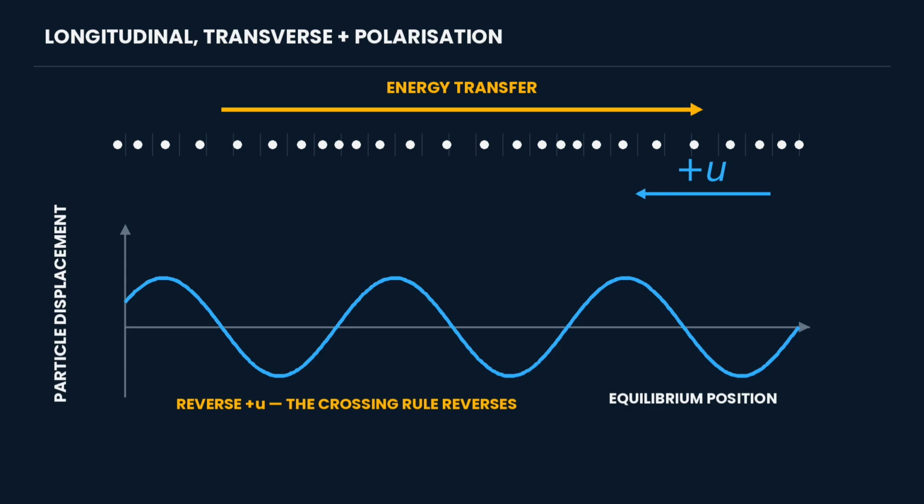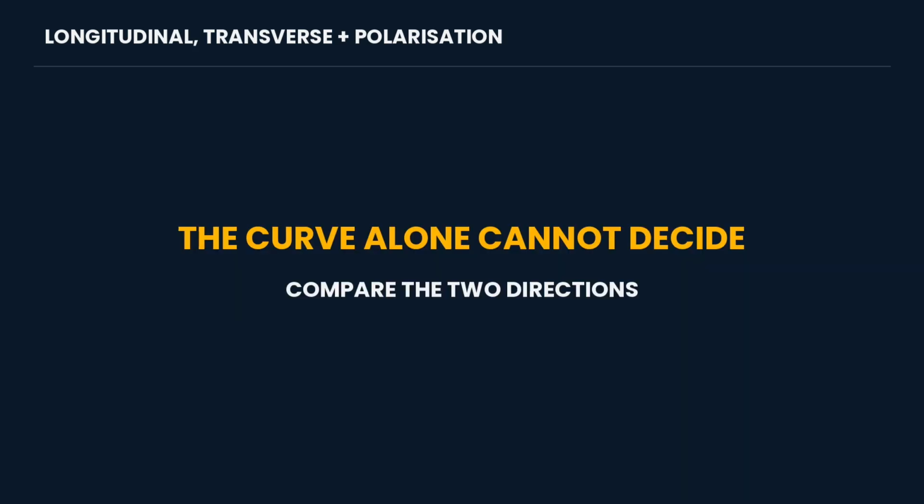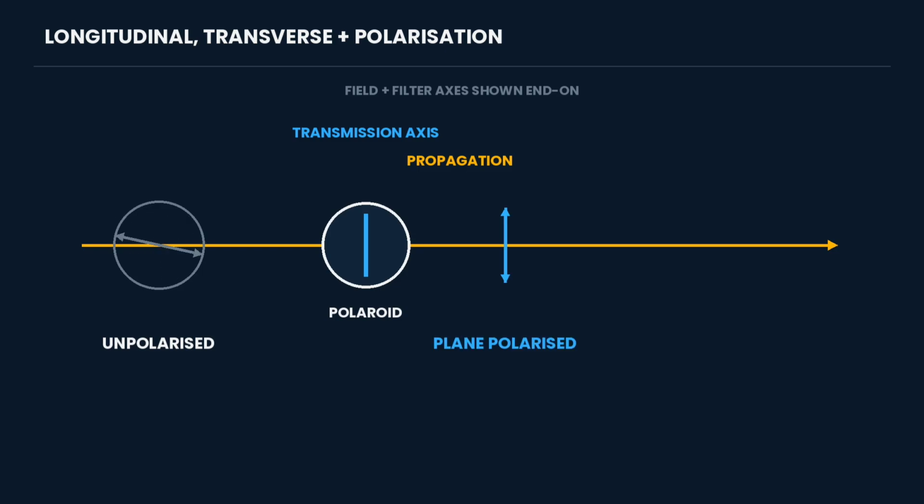The rule is simple. Oscillation perpendicular to energy transfer means transverse. Oscillation parallel to it means longitudinal. The curve alone cannot decide. Polarization tests that difference. In unpolarized light, the electric field oscillates in changing direction perpendicular to propagation. Polaroid has a transmission axis and passes only the field component along it. The output is plane polarized, one fixed oscillation direction across the entire ray.